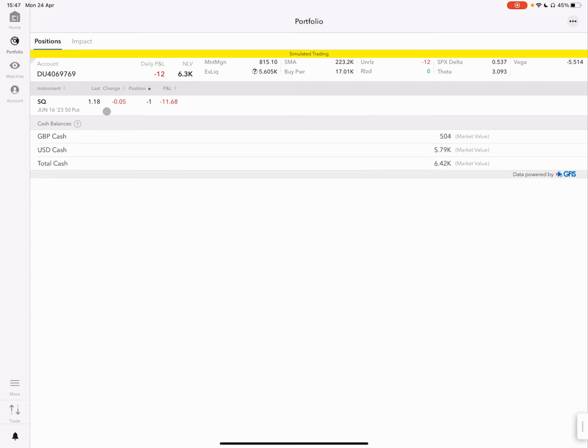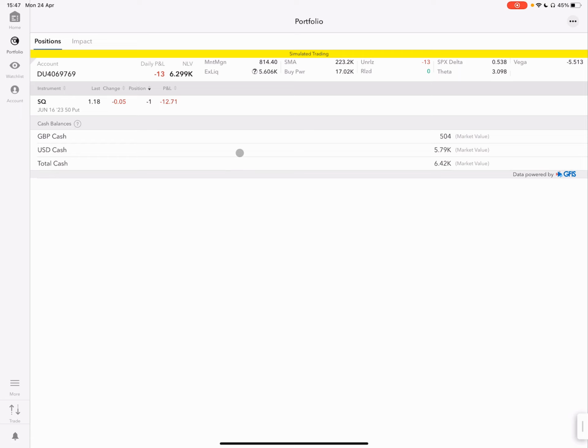Firstly, on the Square position, it's only been about 20-30 minutes since I placed the position from when I did that video. So you can see that the position is down slightly by $11.68. And if the position starts going against us, our maintenance margin, which is the margin needed to hold the position, will start to increase. And I think from the back end of the previous video, it was around 760, 770. And you can see that number has jumped up slightly. And that number will continue to jump up as the trade starts to go against us.